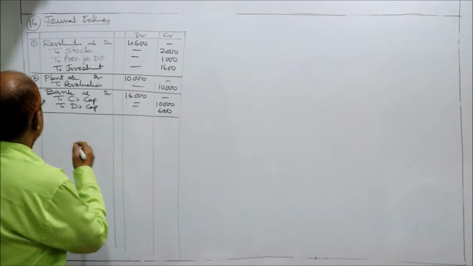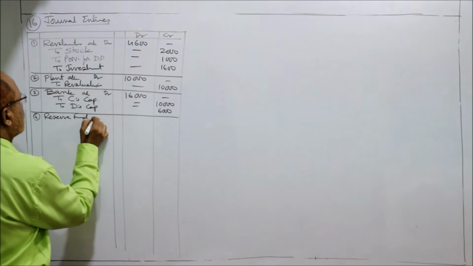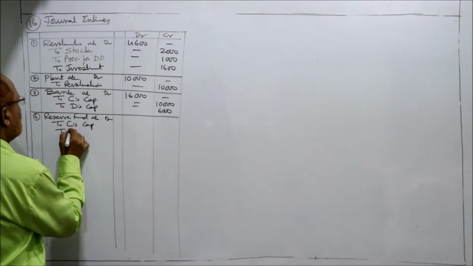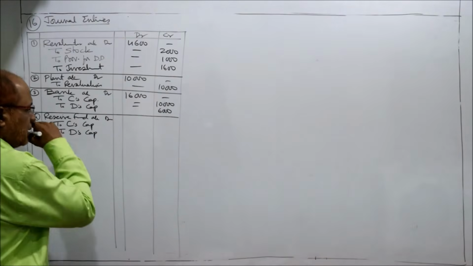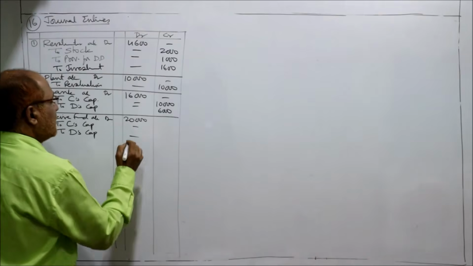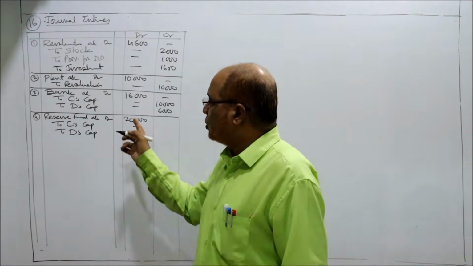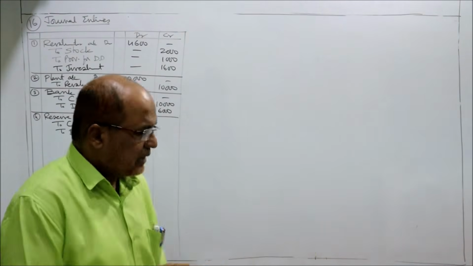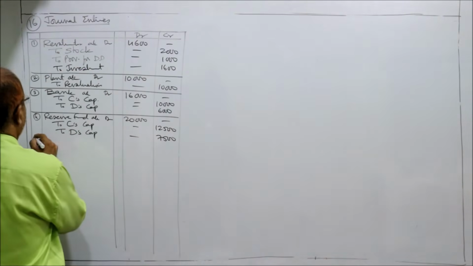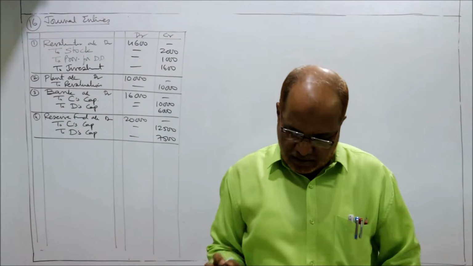Next one is reserve fund. Reserve fund account debit to C's capital, to D's capital. How much is the reserve fund given in the balance sheet? 20,000. This 20,000 should also be distributed in the old ratio 5 by 8, 3 by 8. So 20,000 into 5 by 8, 12,500, and 7,500. Being the reserve fund shared by old partners in old ratio.